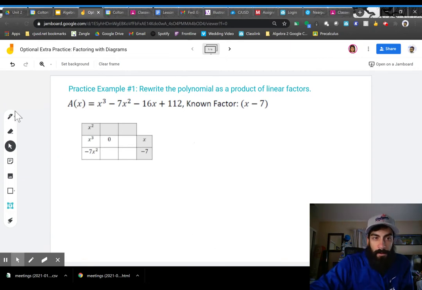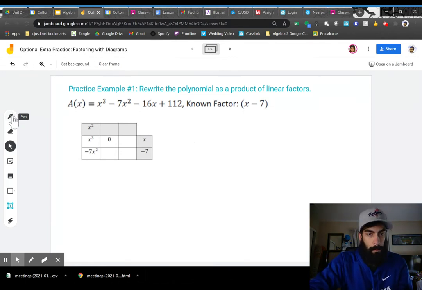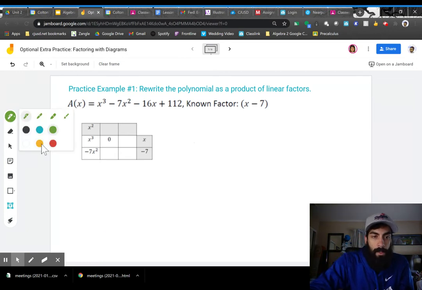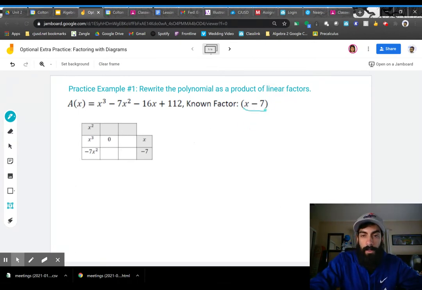That way you can feel confident with this topic of factoring polynomials with these diagrams as we build into this topic of division. All right, so for this first one, it wants us to rewrite the polynomial as a product of linear factors. Key thing here is it's asking for linear factors. So our final answer should have expressions kind of like this linear factor. X minus 7 is linear because its degree is 1. The highest exponent is 1.